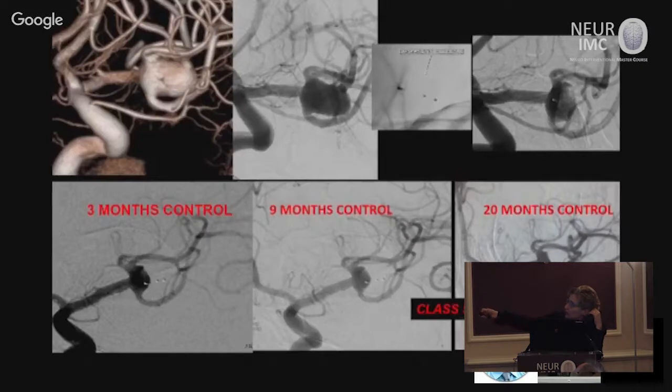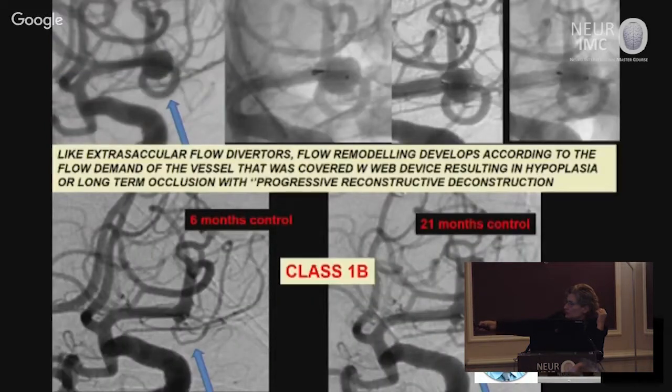Or in this one, the superior trunk origin is taken by the WEB device. However, there is flow through it. These are 6 months, and it is the 2-year control, a stable appearance, still antegrade flow through that because there is flow demand. So it is very important keeping the effective anti-aggregation in those patients as well.